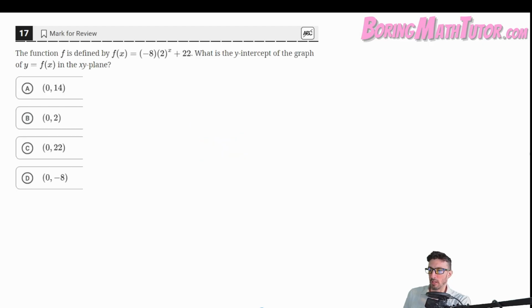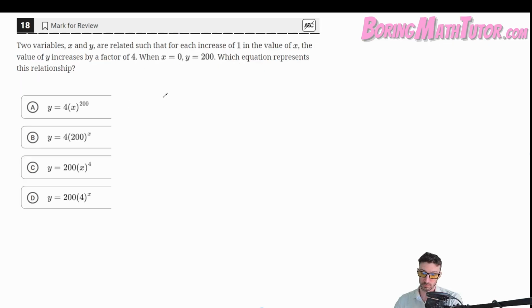25. Here they are asking for a y-intercept. The key for y-intercept problems is just to replace x with 0. Now, if I put a 0 right there, then 2 to the 0 is just 1, so that just goes away. And now all I have to do is -8 plus 22, which is 14. And we're out of here.